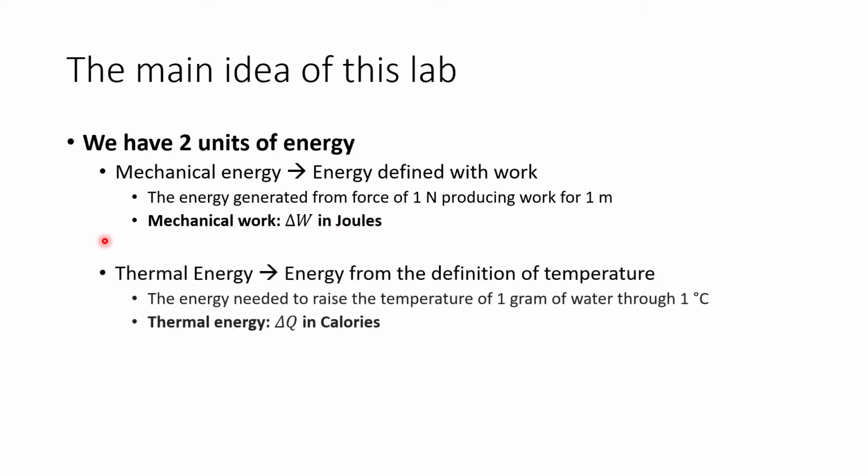And another one is the thermal energy, which is defined from the definition of temperature. So if you use the energy to heat 1 gram of water through 1 degree Celsius, then you would have the thermal energy in calories. And so if you divide the mechanical work by the thermal energy in calories, then you would have the conversion of 4.186 joules per calorie. So today we're going to be proving this constant.